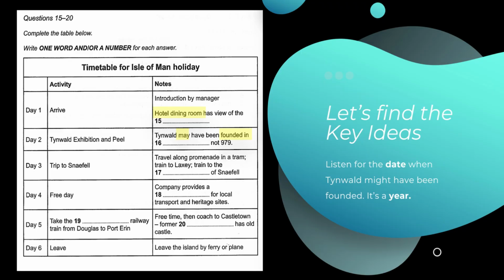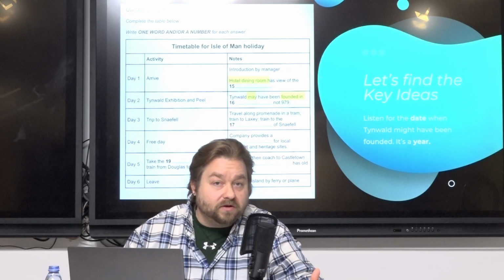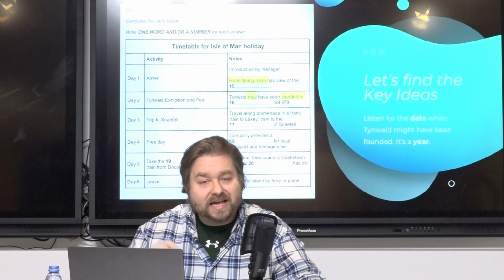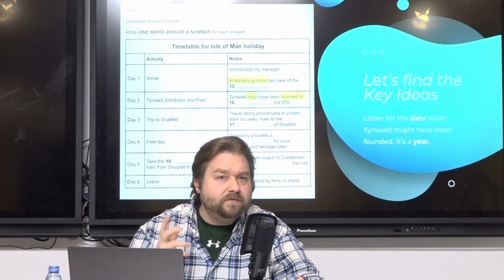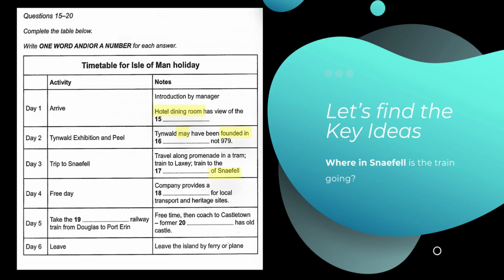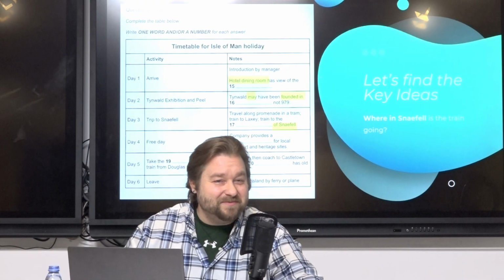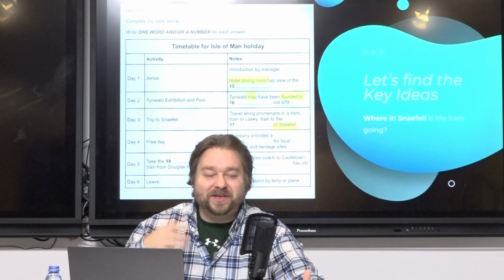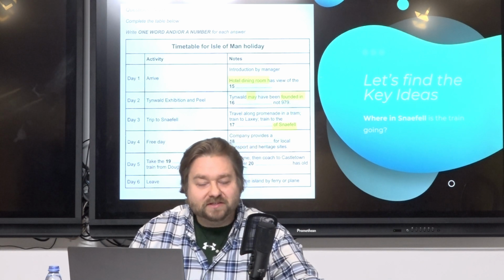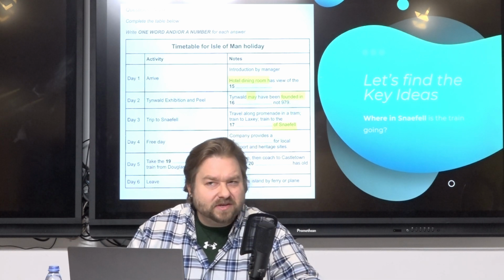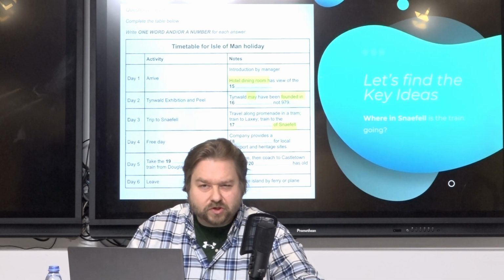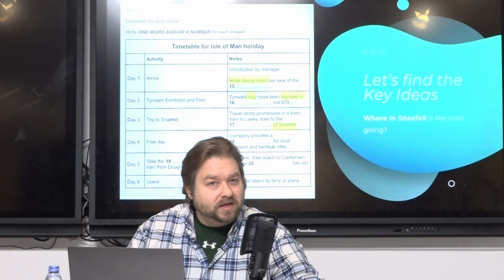Something may have happened, right? Listen for the date when Tynwald might have been founded. Well, we know it's a year, right? Because it says not 979, right? So we're listening for a date. Where in Snaefell is the train going? I really hope I said that name right. Where in Snaefell are they going? Where is the train going? That's something we have to listen for. We're listening for that name, Snaefell. It's pretty obvious, right? So we're listening for train and Snaefell. That makes it much easier, right?